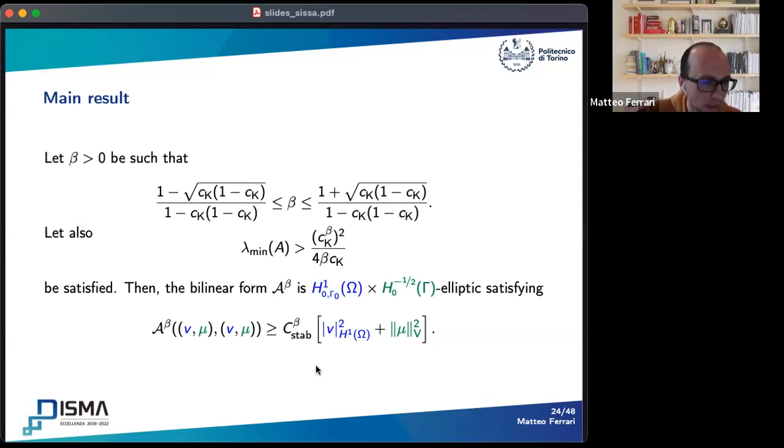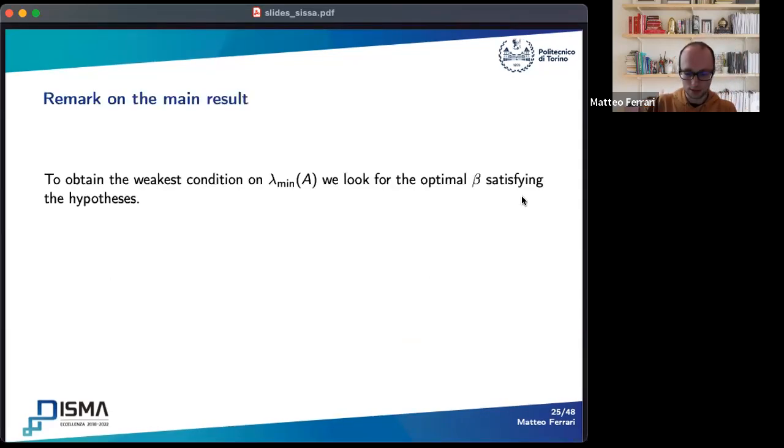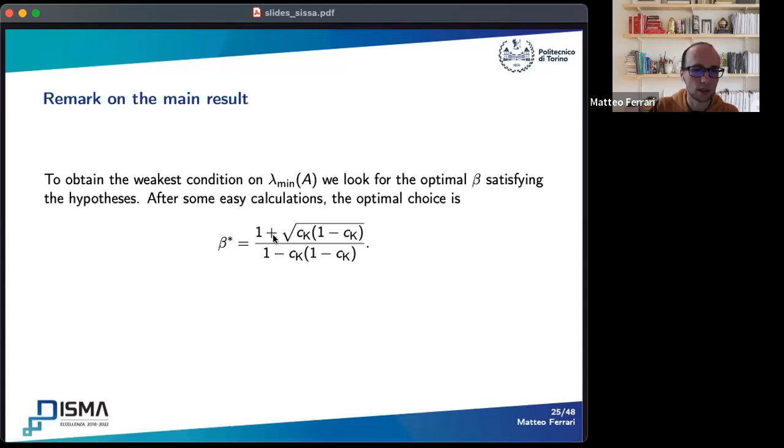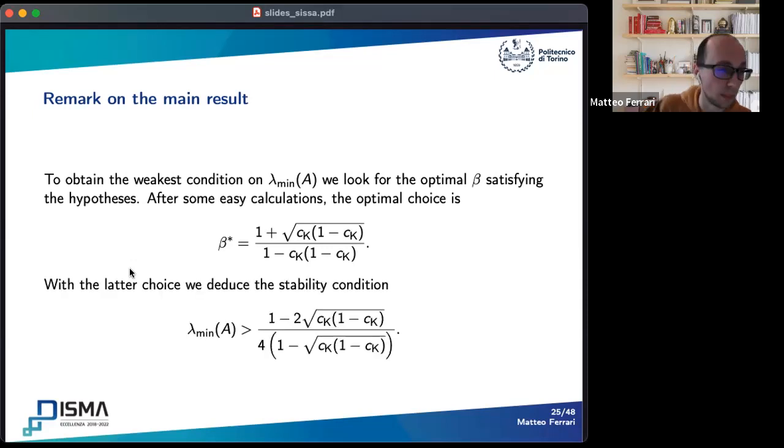Second remark: now we have everything depending on beta. We can try to minimize this quantity by choosing a good beta in this range. And the optimal beta is this. One can do some easy calculation. With this beta star, we have the result that I said before, the new improvement on this stability condition. Now this depends on gamma, because it depends on CK, that depends only on gamma.